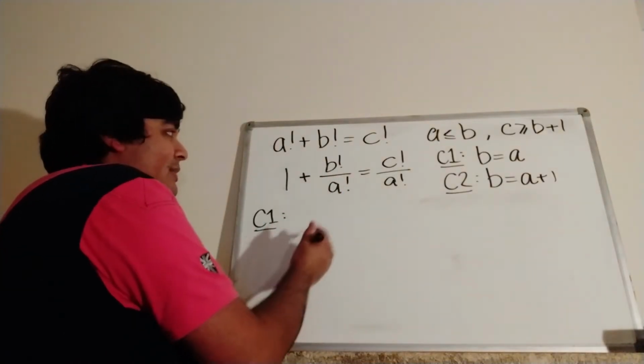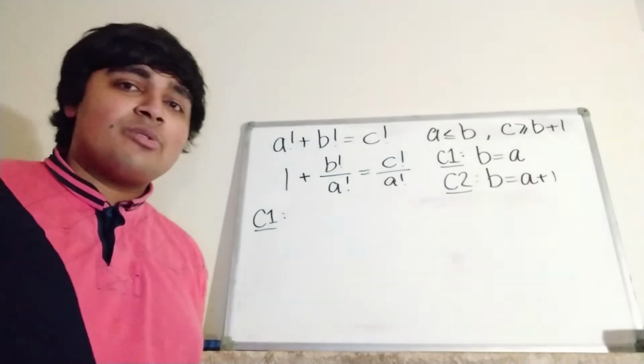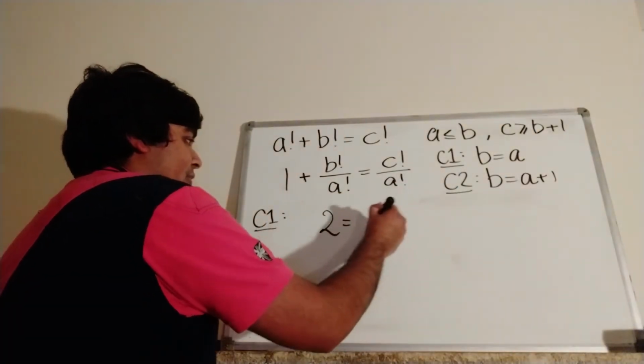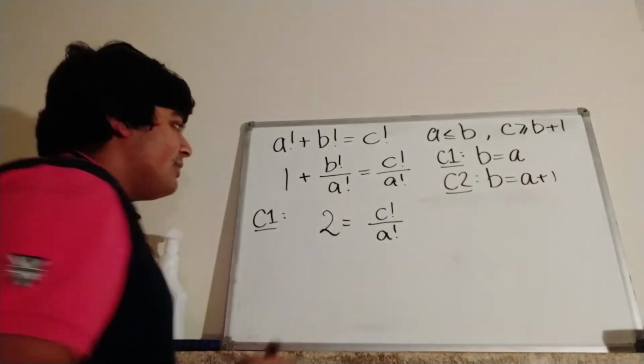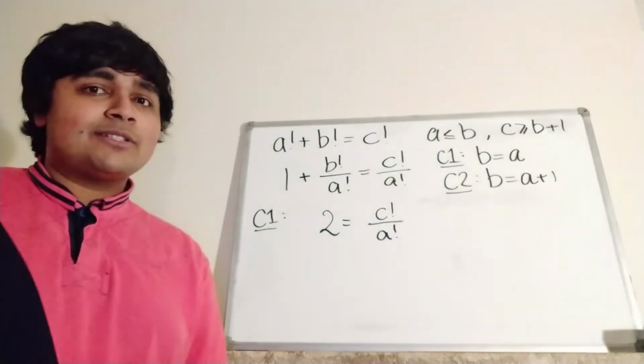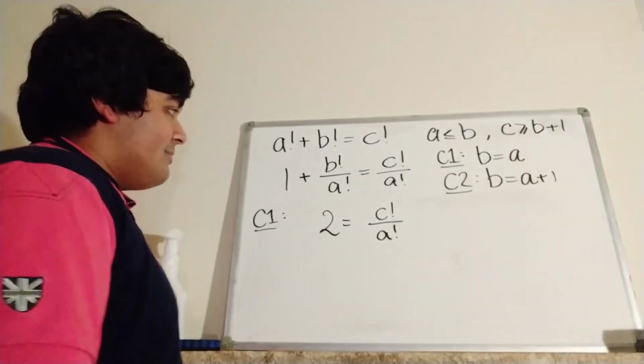Well, just plugging in b equals a, we're going to get a factorial over a factorial, which is just 1. So on the left hand side we've got 2 equals c factorial over a factorial. Okay, and now what we're going to do is just look at this right hand side, c factorial over a factorial.